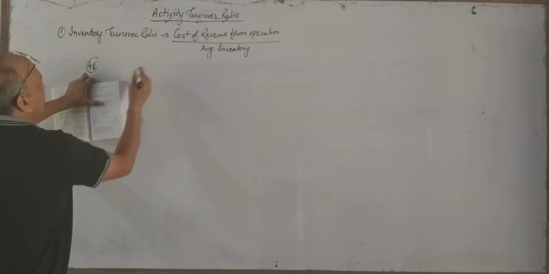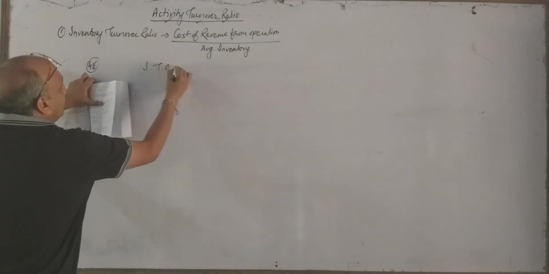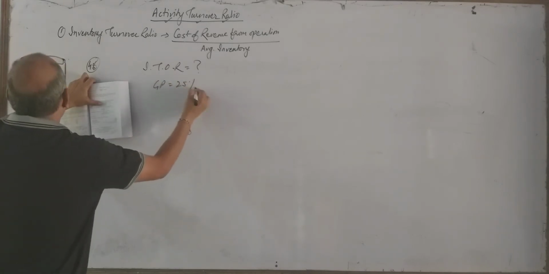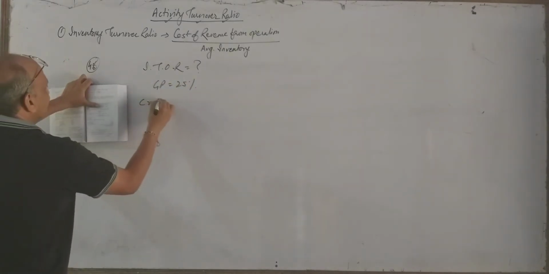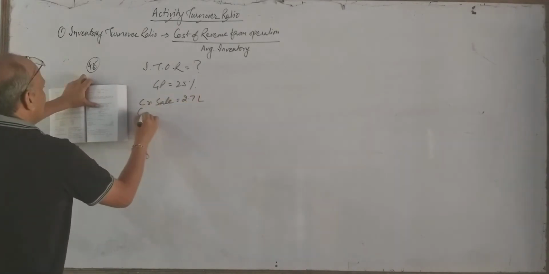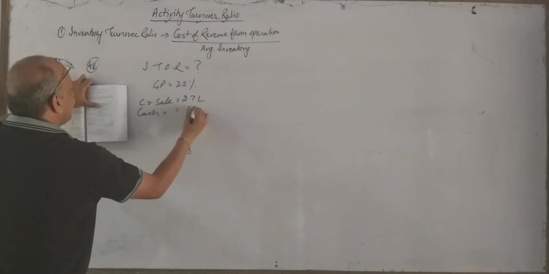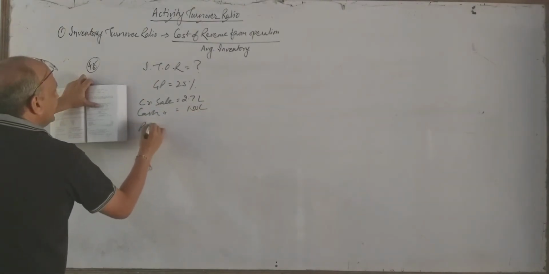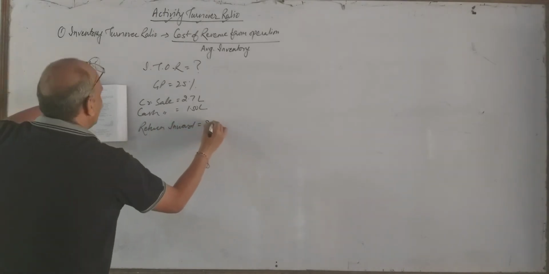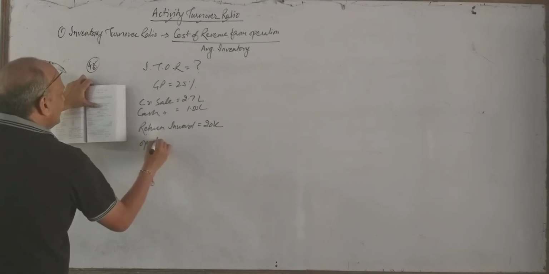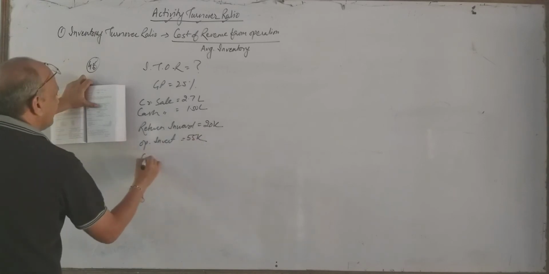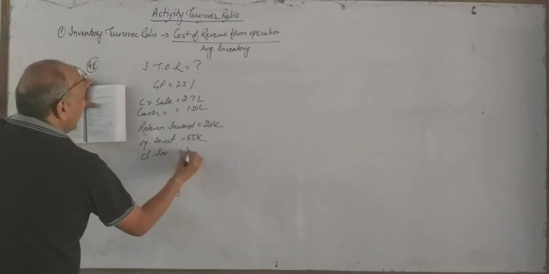We have given calculate inventory turnover ratio we want to calculate, and gross profit is 25%. We have given credit sale 2,70,000, cash sale 1,50,000, return inward it is given 20,000. We have given opening inventory 55,000 and we have given closing inventory 45,000.